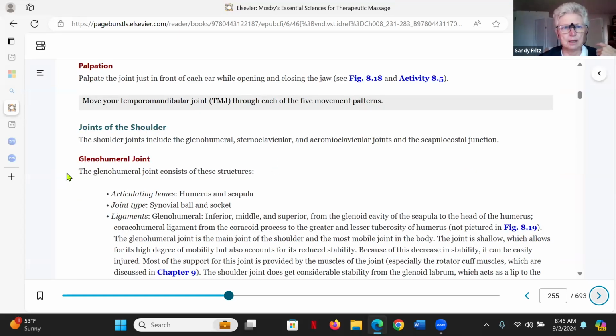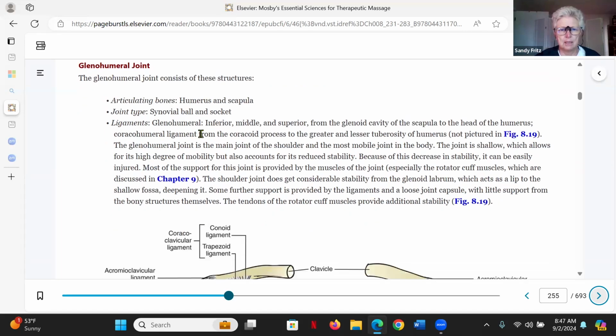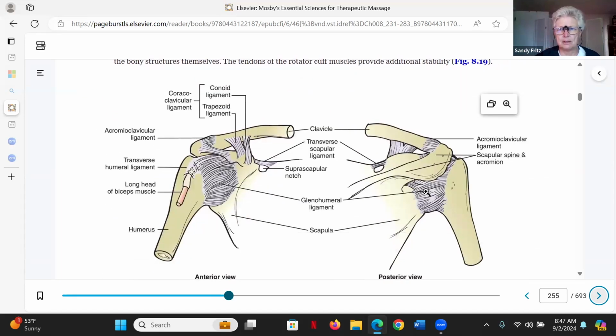Shoulders of the joint, glenohumeral joint. The glenoid fossa is part of the scapula. So are you starting to see why it's important that you have these bony landmarks and understand the structure of the bones? The two bones that come together are the humerus and the scapula. Touch them. This is a synovial ball and socket joint. That means it's a triaxial or multi-axial joint. It moves in all of the planes of motion. An idea of the ligaments, and then a picture to study.